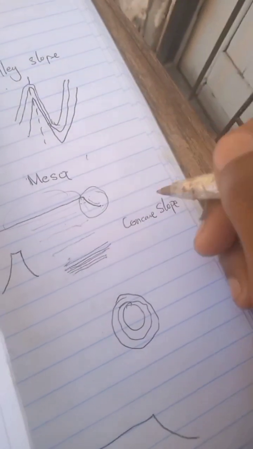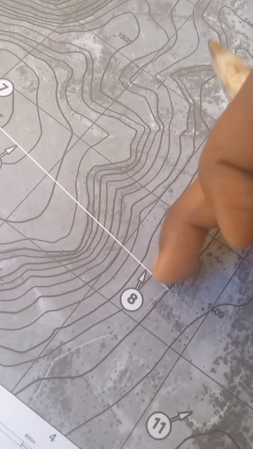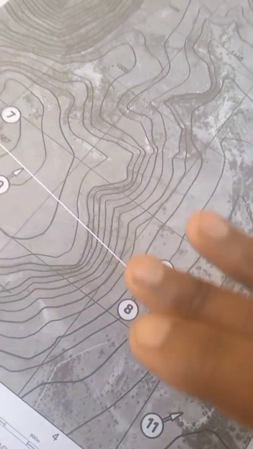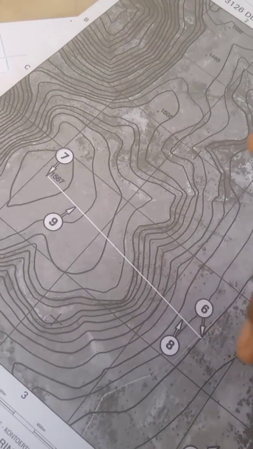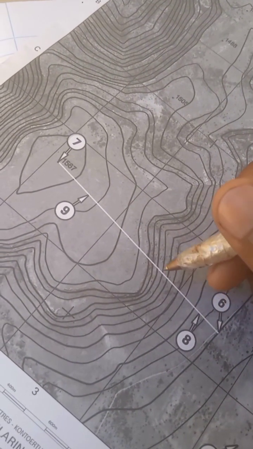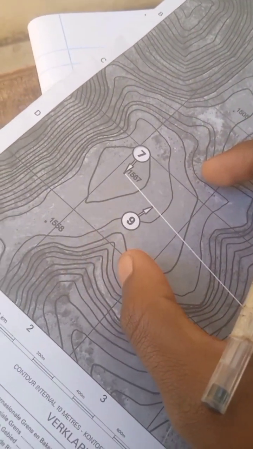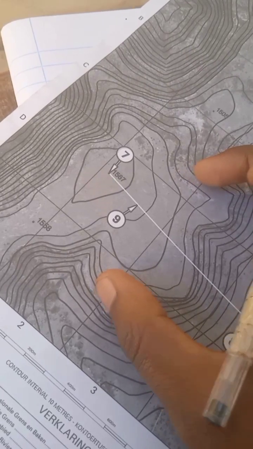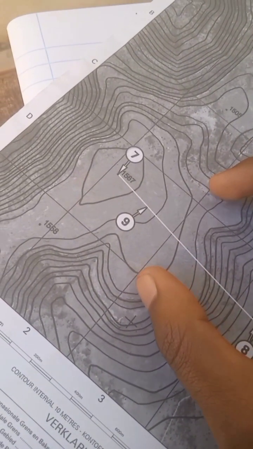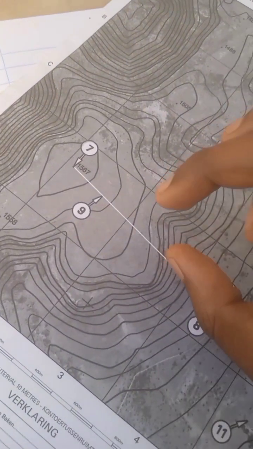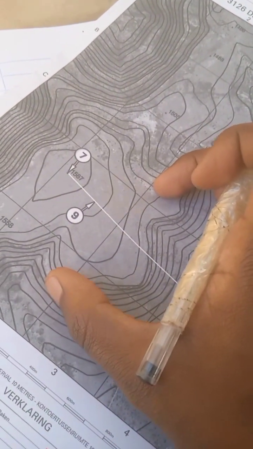I think you could get away with a concave slope, because as you move towards the 6, of course, these contour lines get further apart again. So you would say it's concave, but you would also say that this is a mesa. I don't know what the memo says, but I would go with a mesa because this is much wider.